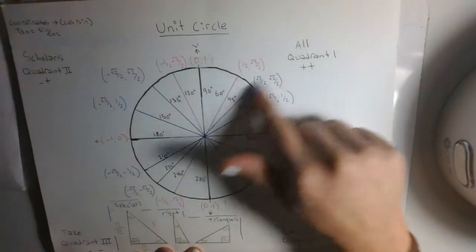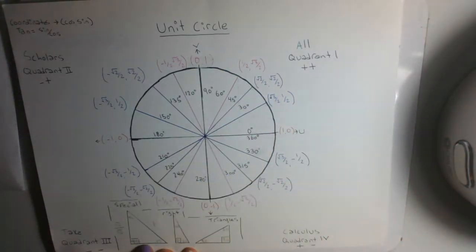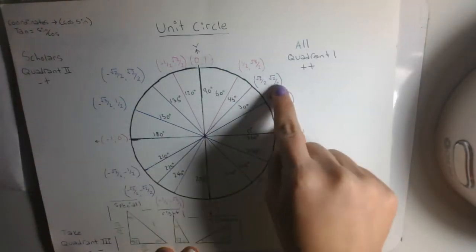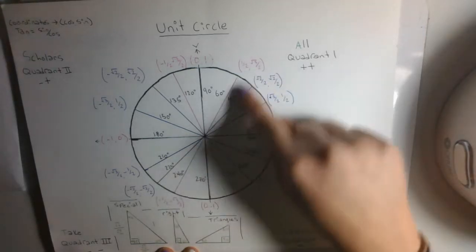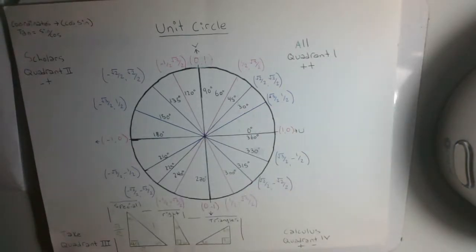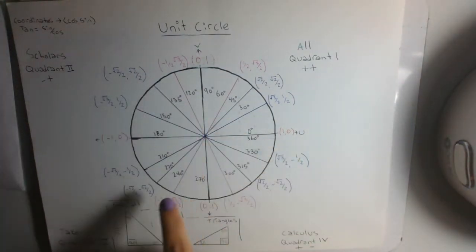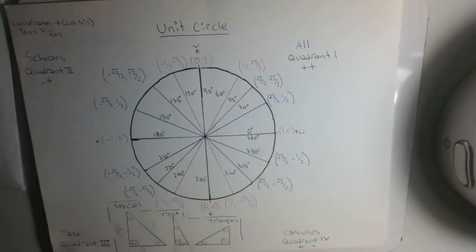And then the same goes for 45. We know that the sides of 45, 45, 90, a special right triangle, are root 2 over 2. So then that's both of these. And then the same for the 60 degrees. Basically, this is the first quadrant, and this is the second quadrant, this is the third quadrant, and this is the fourth quadrant.